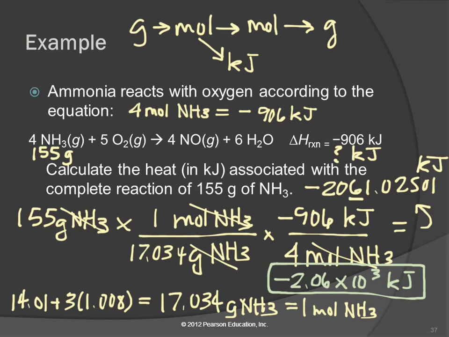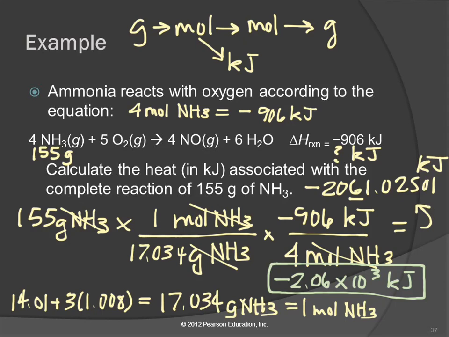So is that just the energy for the ammonia? That is the energy that is released when that amount of ammonia reacts. So when 155 grams of ammonia reacts with the corresponding amount of oxygen and produces a certain amount of nitrogen monoxide and water, then that's the amount of energy that's produced.